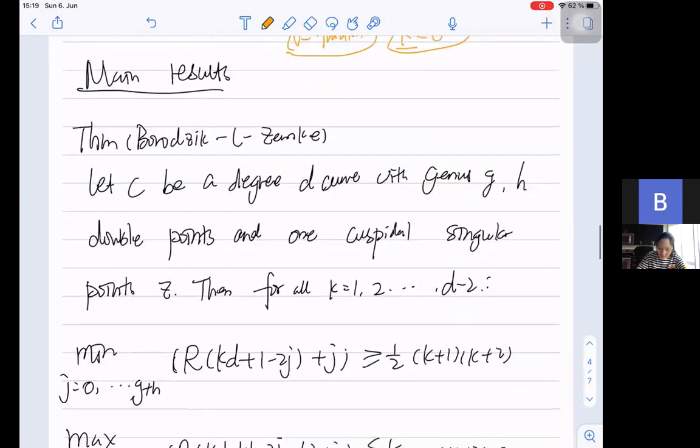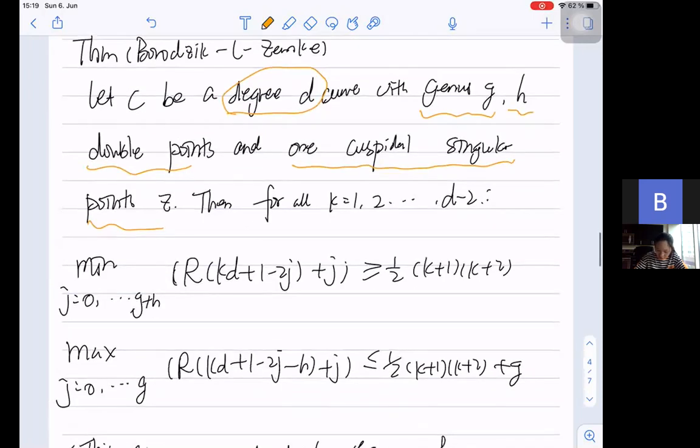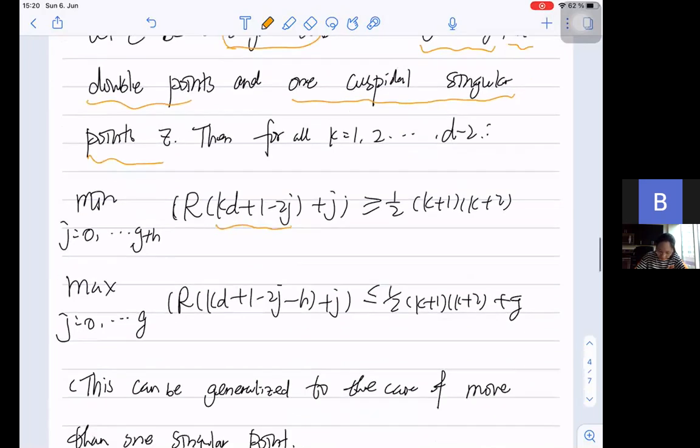The main theorem we show is: let C be a degree D curve with genus G and H double points, and also one cuspidal singular point Z. So we get the following restrictions. For any K starting from 1 to D minus 2, we get the min of R(K(D+1) minus 2G plus G) is greater than or equal to 1/2 of (K plus 1) times (K plus 2).